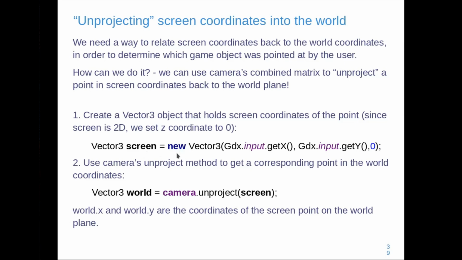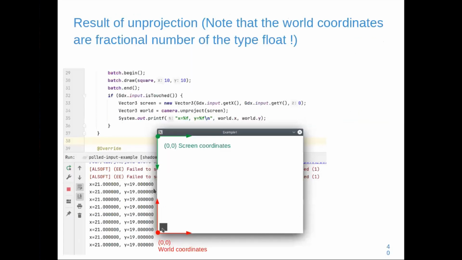We need to create a Vector3 object that's basically a point in three-dimensional space, to which we specify our screen coordinates. X from Gdx.input.getX, Y from Gdx.input.getY, and we give 0 as the z coordinate. And that's our screen point. And then we use camera.unproject. We call it on this screen point, and it returns us the equivalent point in the world space.